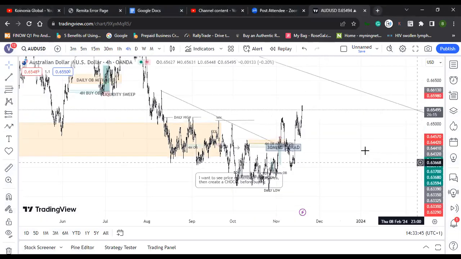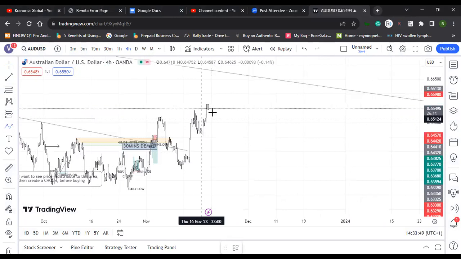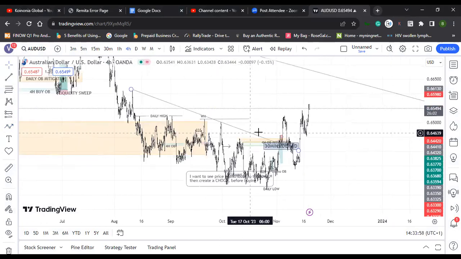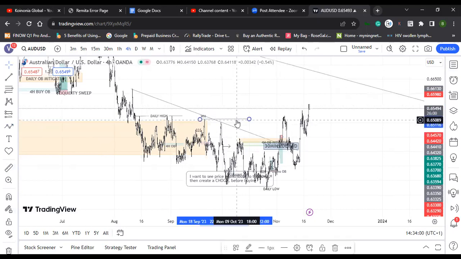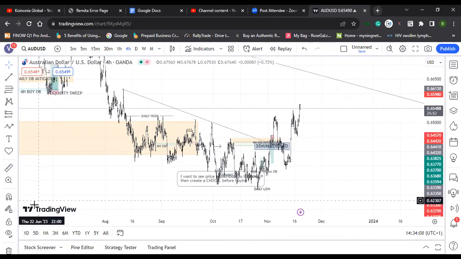AUDUSD, from what I can see, is looking more bullish. Actually, it's doing the same thing as GBPUSD, so it might want to go up. It's looking more bullish, if you ask me.